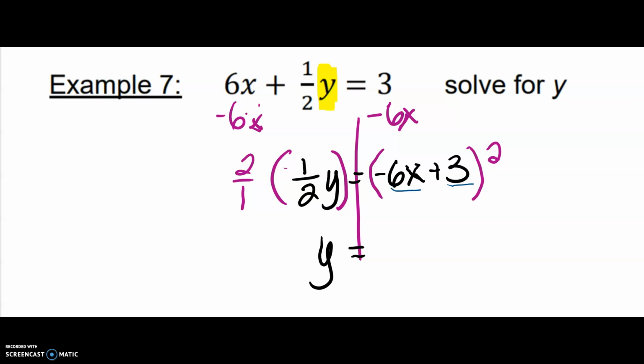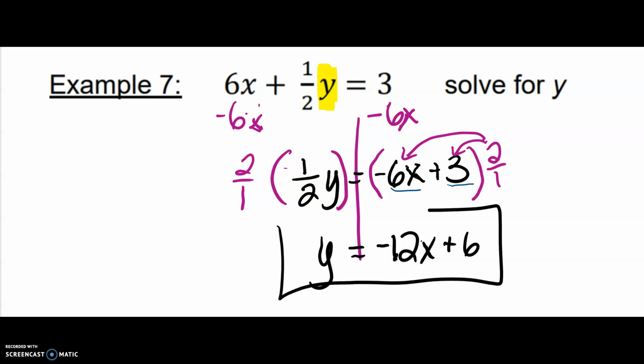So since I'm multiplying by the entire side, 2 over 1 is the same thing as 2. I'm going to distribute this into the parentheses here, so I multiply everything by 2. And when we do that, negative 6x times 2 is negative 12x. 2 times positive 3 is plus 6. So our equation that we end up with is y is equal to negative 12x plus 6.